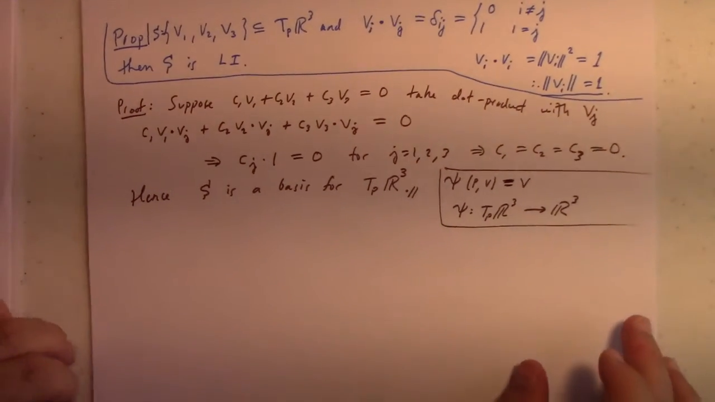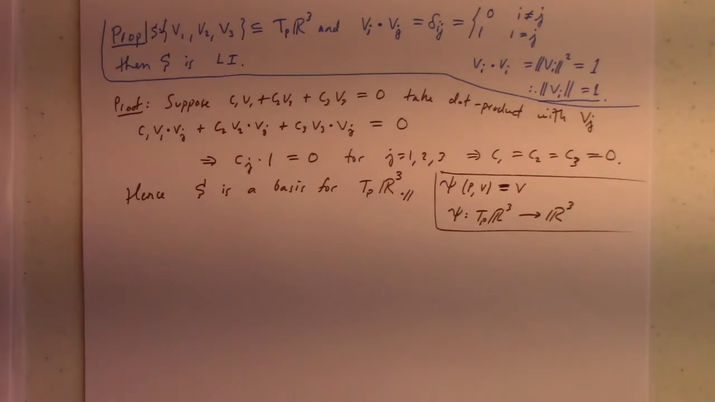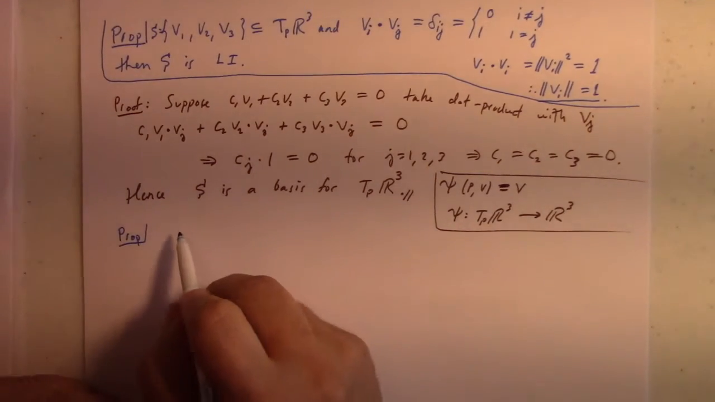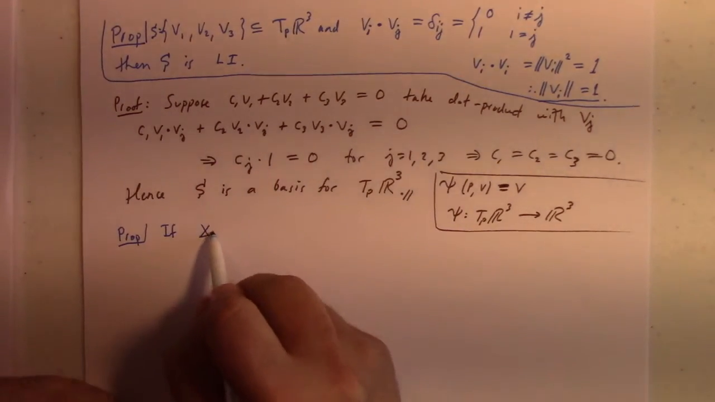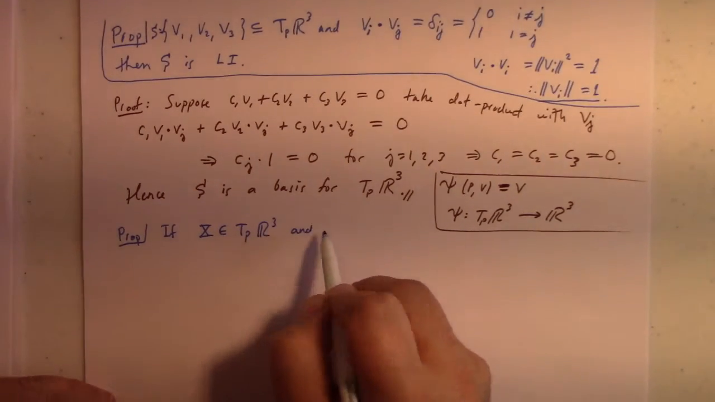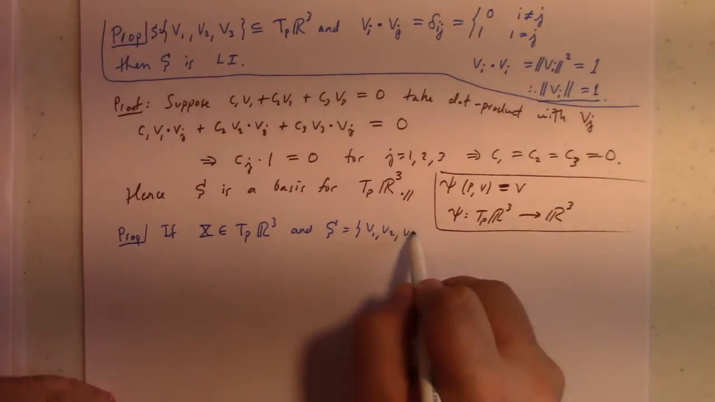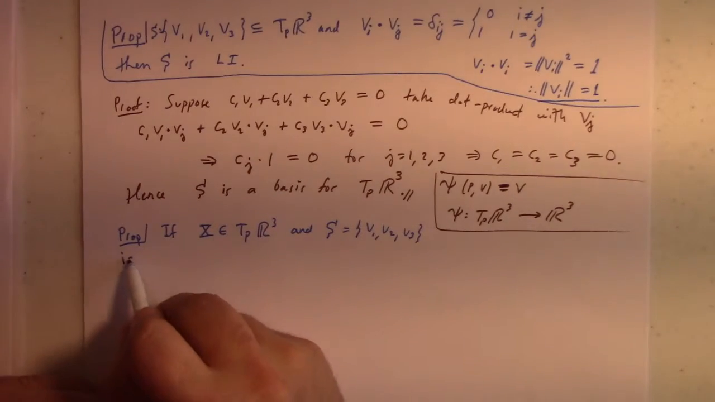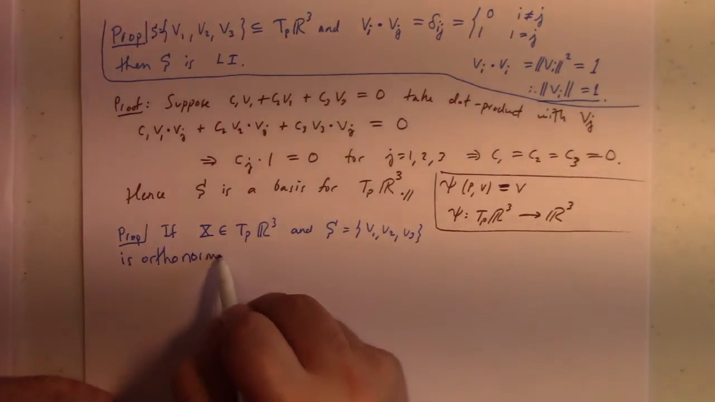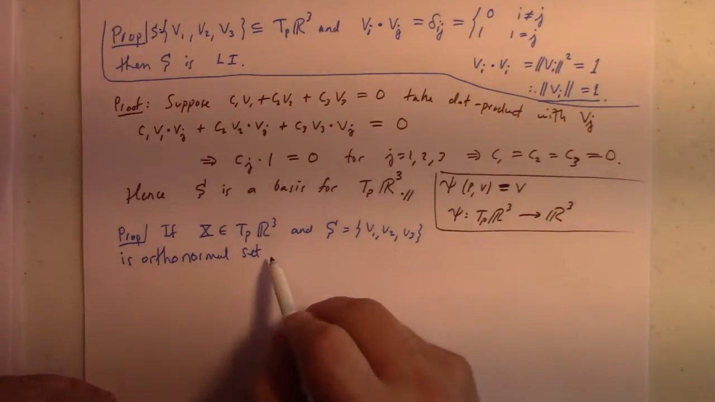Okay, so it's a basis, so what? Well, there's another proposition, which is ever so very important. If X is an element of T_P R3, and S, again as above, V1, V2, V3 is an orthonormal set of vectors.